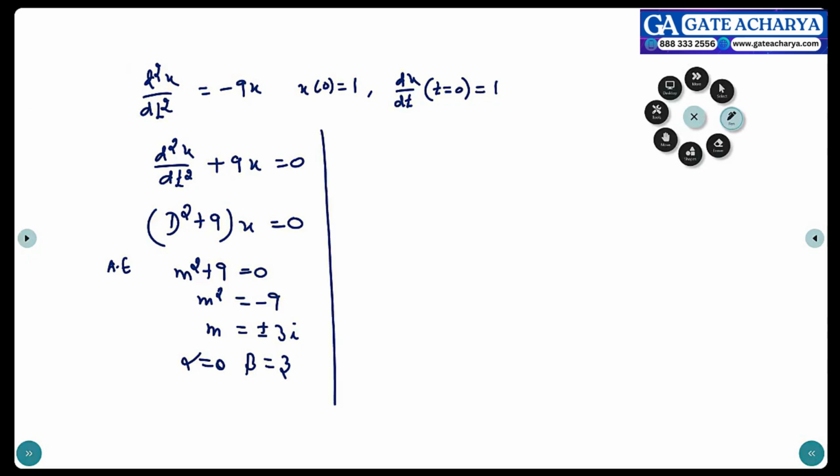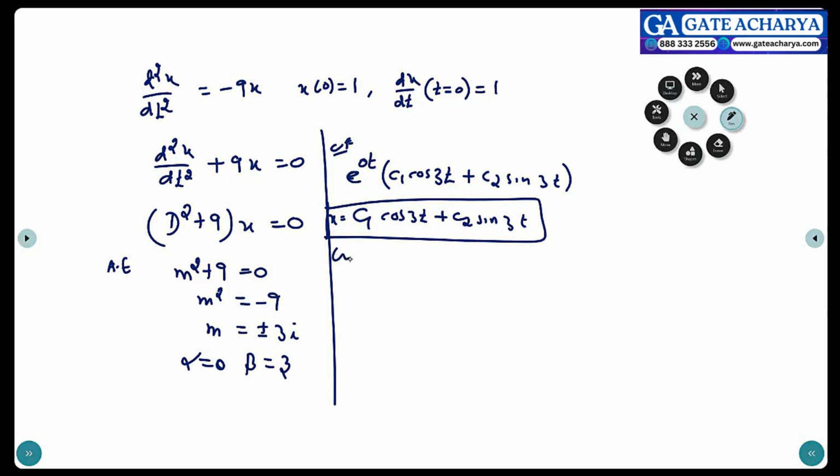So for complex roots, the complementary function is e power alpha t, that is e power 0 into t, times c1 cos beta t plus c2 sin beta t, where beta is 3. That is c1 cos 3t plus c2 sin 3t. There is no particular integral, therefore it is our x. So x is equal to this.